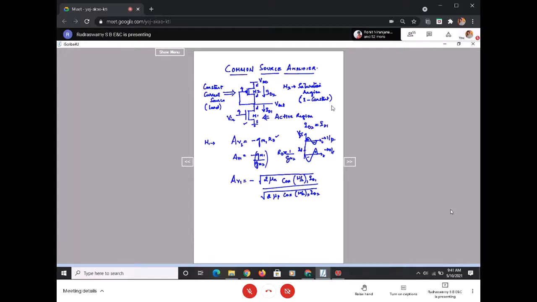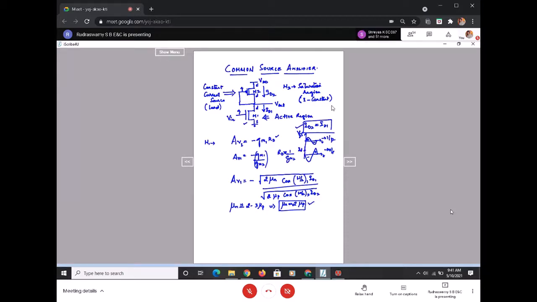And we know that mu n is approximately 2 to 3 times of mu p, but we are taking mu n to be equal to twice the mu p. You can take 2, 2.5 or 3. Based on this you can see what is the gain that you are finally getting at the output. This is one we have, and this is the other one.